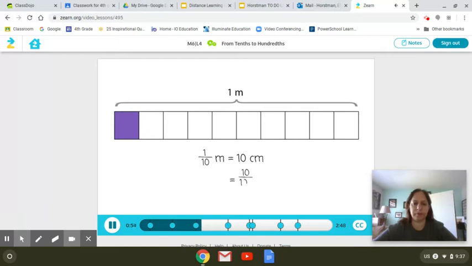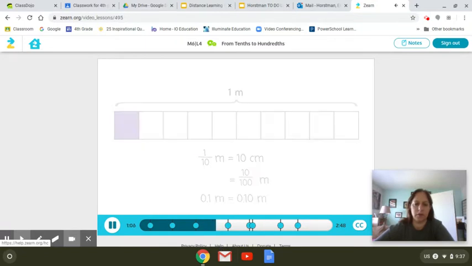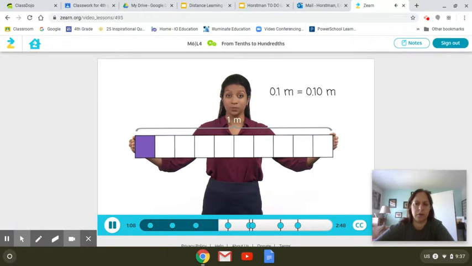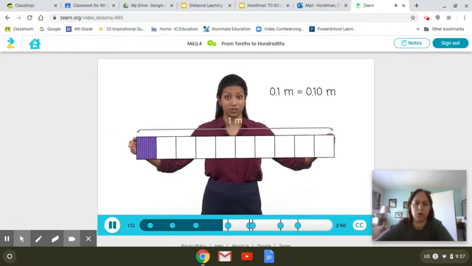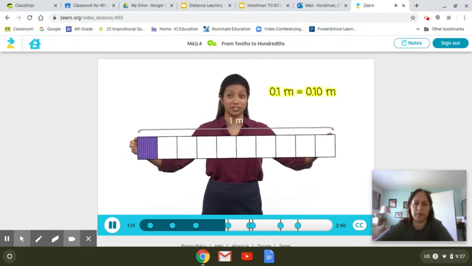There are 10 hundredths meter in 1/10 meter. Awesome! We can write this number in fraction form and in decimal form. 1/10 meter equals 10 hundredths meter. Let's decompose 1/10 meter into 10 smaller units. She just made it to 10. This number sentence is true.